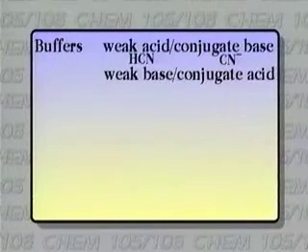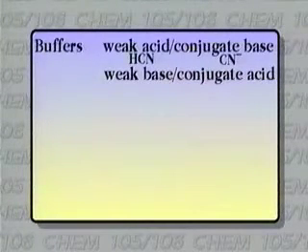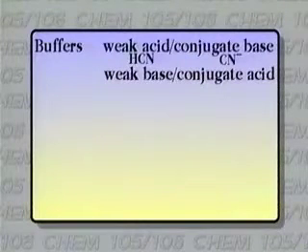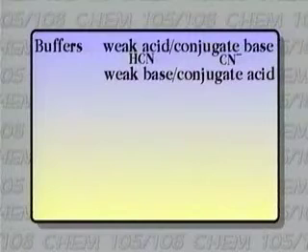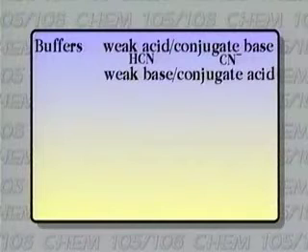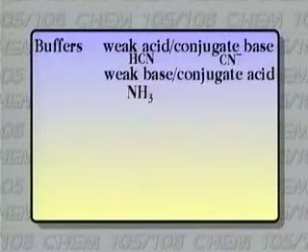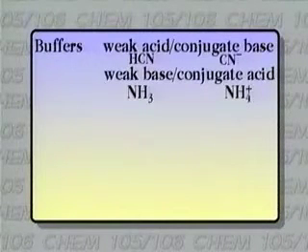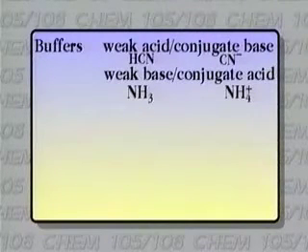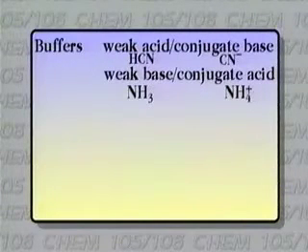Okay? Or a buffer may exist of a weak base and the acid that is formed from that weak base. For instance, we know that bases turn litmus blue, so we'll make the base blue here. So NH3, ammonia, is a weak base, and NH4 plus is the acid species that we get after it accepts a proton. So a weak base and a conjugate acid. And that then gives us buffers, either combination.